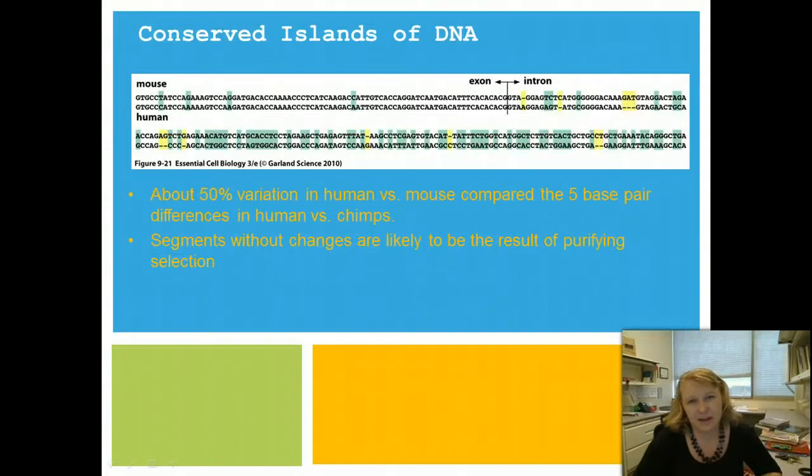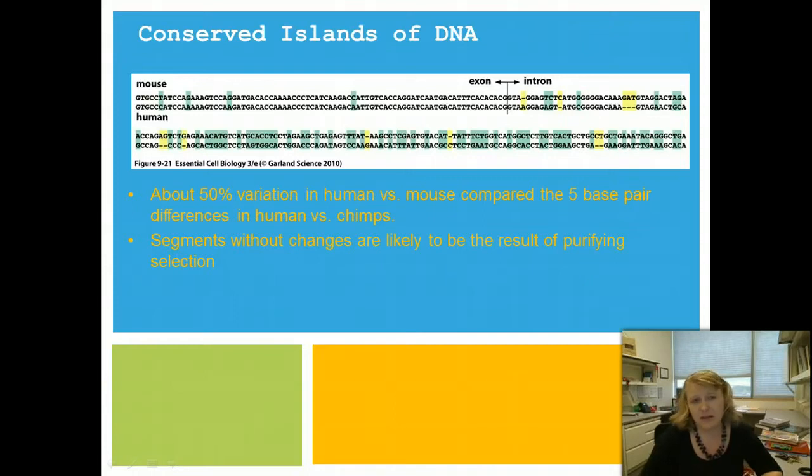So this takes us to our next topic of conserved islands of DNA. We've talked about conserved islands and conserved DNA, and what this means is sequences that are similar across multiple species, or if you're talking about within the same species, multiple individuals. But in this case, this entire lecture, we're talking about multiple species. So what you can see here is anywhere there's green on the mouse is similar to the human. And you can see where those conserved areas are.